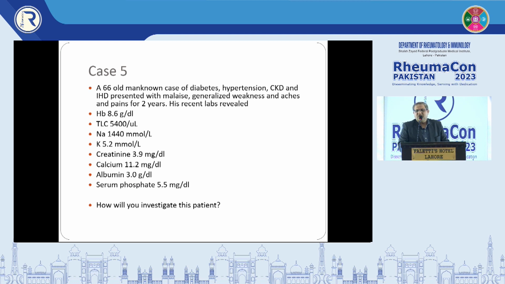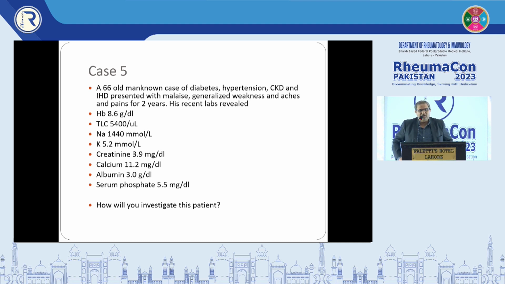So this is case number 5. A 66-year-old man, known case of diabetes, hypertension, chronic kidney disease, and ischemic heart disease, presented with malaise, generalized weakness, and aches and pains for 2 years. His recent lab revealed hemoglobin 8.6 gram per deciliter. TLC was normal. Sodium is actually 144. Sorry for the typographic mistake. 1440 is not possible, and the potassium is 5.2, the creatinine is 3.9, and there is elevated calcium.